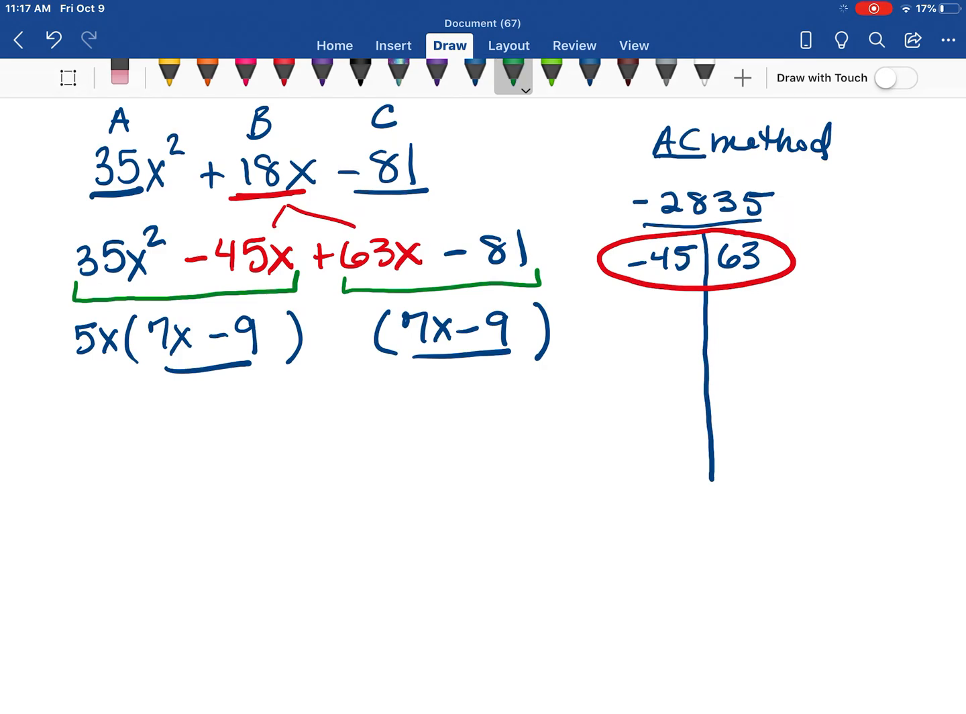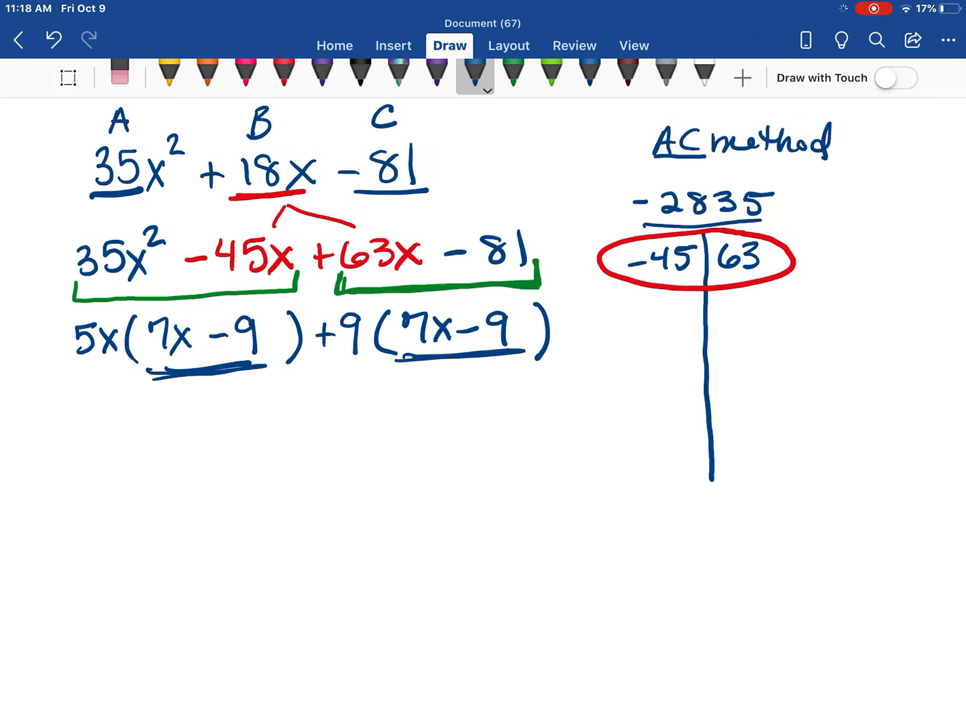So now I have to ask myself, what do I need to pull out of the second set of terms so that when I factor it out, I'm left with 7x minus 9? Well, that would be a plus 9. And I can check it. If you want to make sure you got it, 9 times 7x would give me 63x, and 9 times negative 9 would give me negative 81.